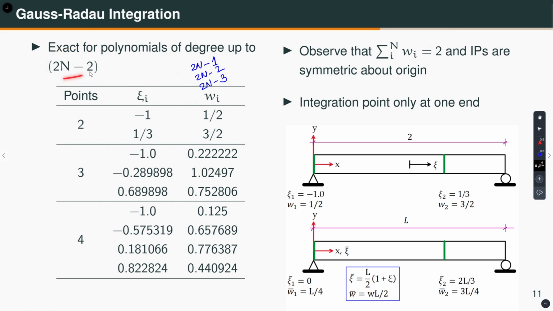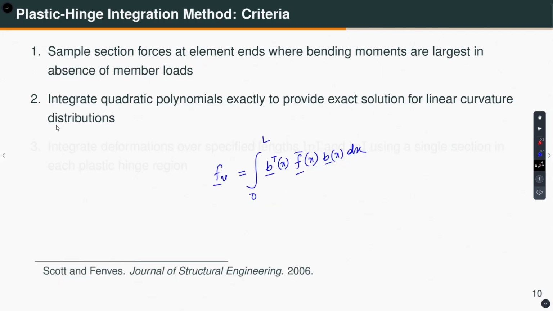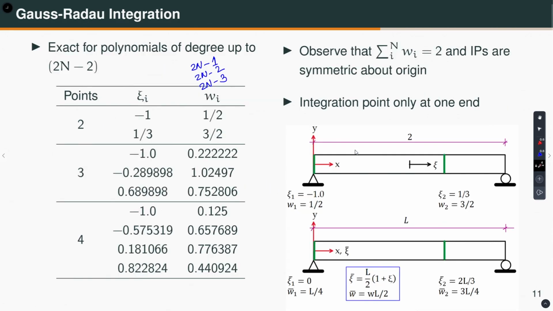For example, if you take two integration points, then 2 times 2 minus 2 is 2. That means, by taking only two Gauss-Radau integration points, I can get the exact solution for linear elastic behavior for force-based elements, because as I showed, the product is quadratic. Okay. So, I will be able to get the exact solution.